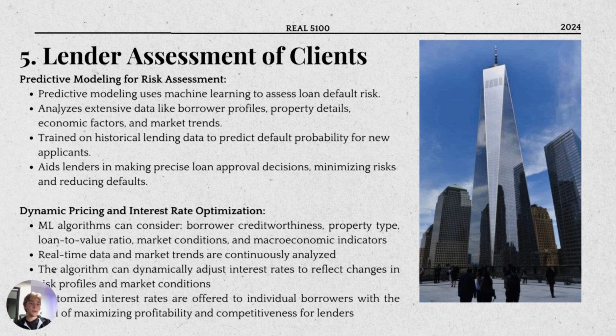Next is dynamic pricing and interest rate optimization for loans. Machine learning algorithms can consider many things from borrower creditworthiness, property type, LTV, market conditions, and even macroeconomic indicators. Real-time data and market trends can be continuously analyzed. The algorithm will dynamically adjust interest rates to reflect changes in these risk profiles and market conditions. Customized interest rates will be offered to individual borrowers with the goal of maximizing profitability while keeping the lender competitive.